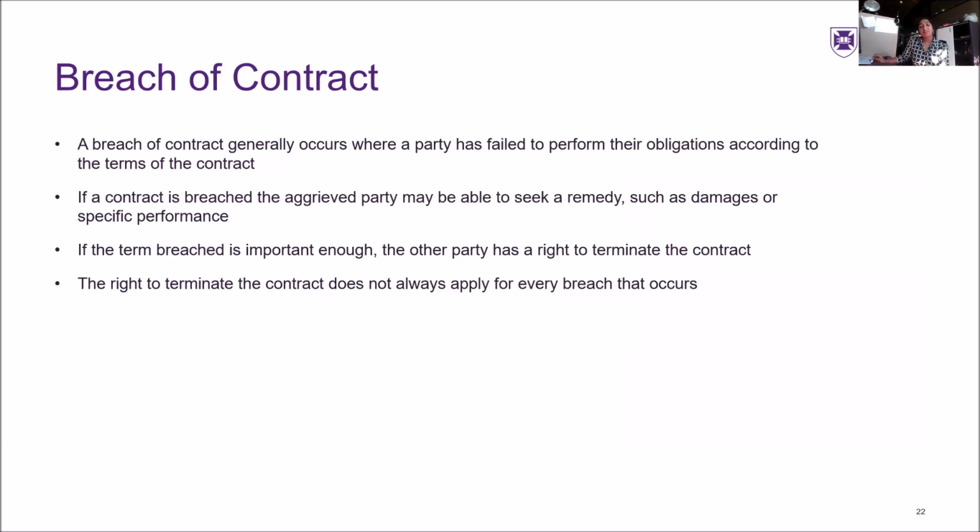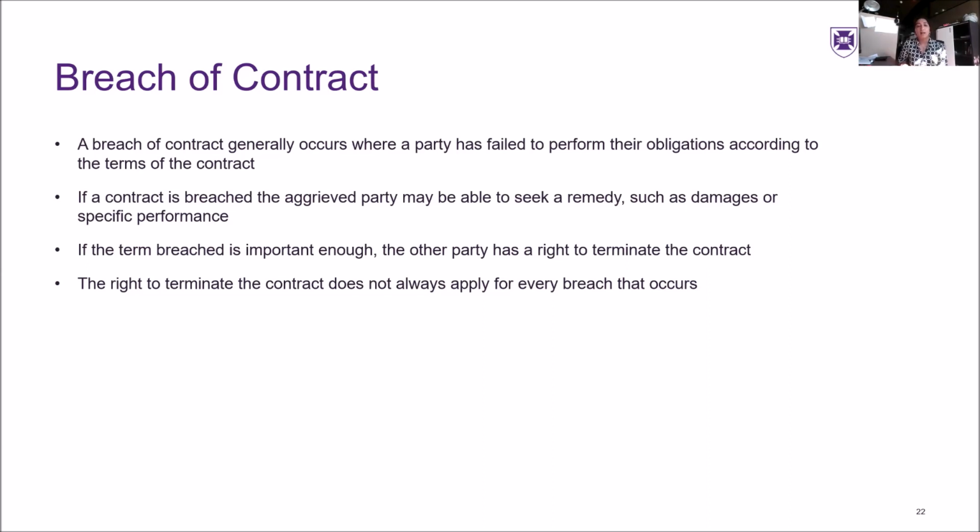Breach of contract is one of the bigger or more obvious ones that is discussed. A breach of contract generally occurs where a party has failed to perform obligations according to the terms of the contract. If a contract is breached, the aggrieved party may be able to seek a remedy. We'll talk about some of the specific remedies for breach in just a second.